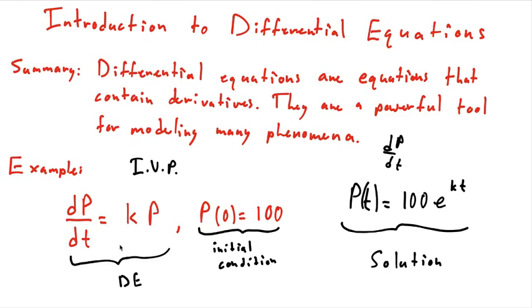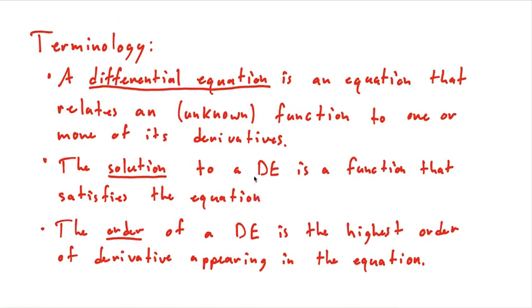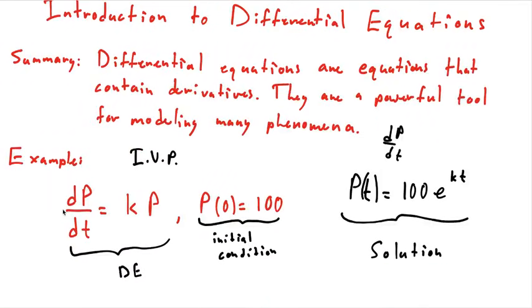Let's talk a little more about some differential equation terminology. A differential equation, as we've been discussing, is an equation that relates some unknown function to one or more of its derivatives. The solution to a differential equation is a function, and the function must satisfy the differential equation. Another term that we use for differential equations is the order. The order of a differential equation is the highest order of a derivative that could appear in the differential equation. For instance, we have a first order derivative in this differential equation, so this is a first order differential equation.